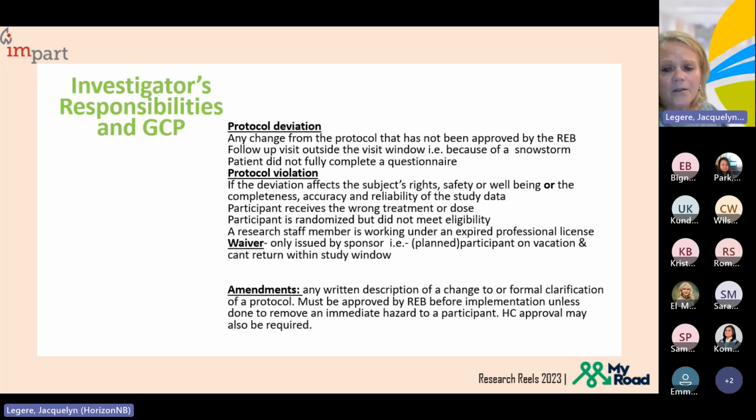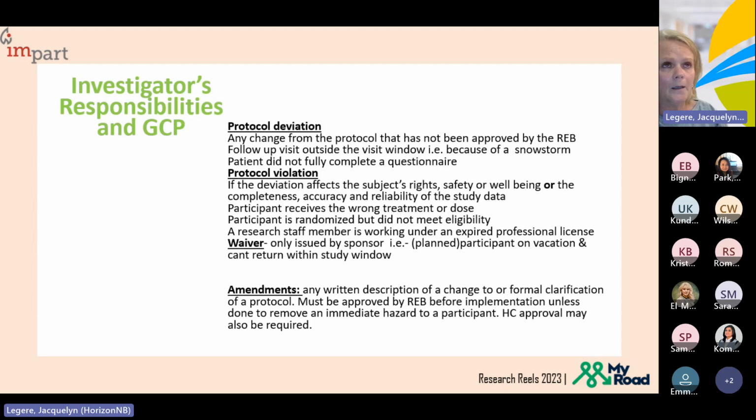Amendments, any written description or change to a protocol. Amendments need to be approved by the Research Ethics Board before they're implemented at a site. One exception to that is if there is a need to immediately make a change to remove a hazard, or in the interest of safety of research participants, then it can be implemented right away. However, you do need to let the REB know and let the sponsor know as well.